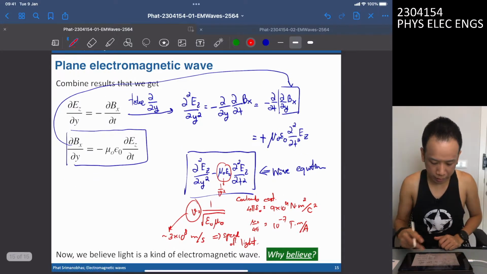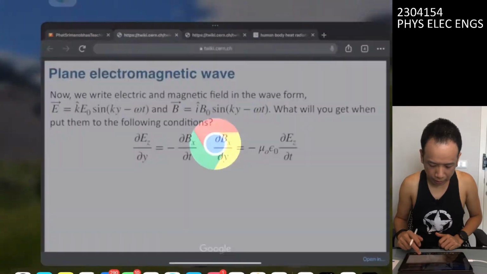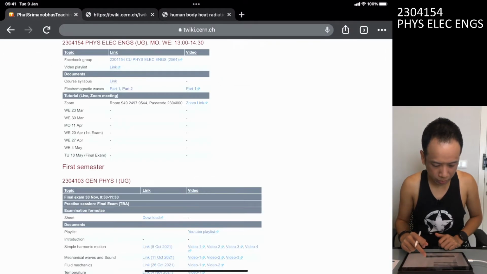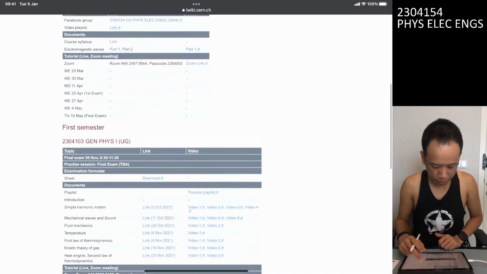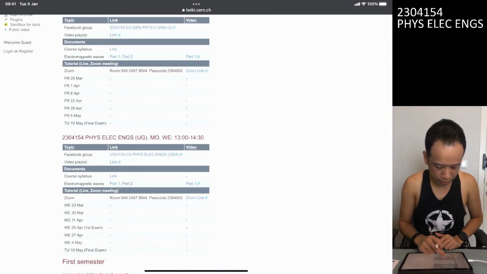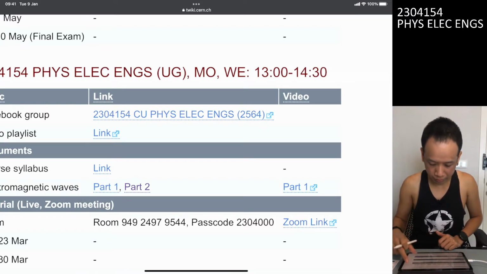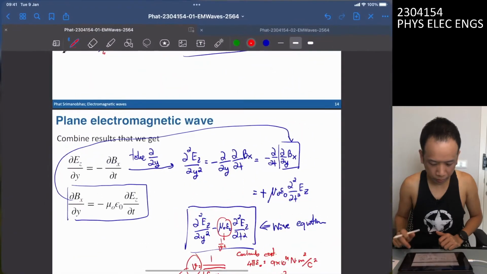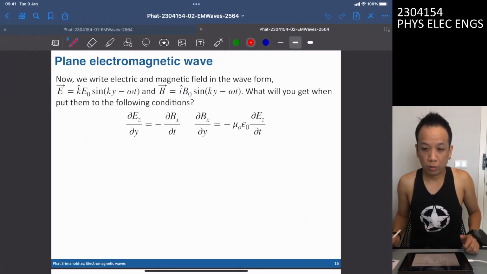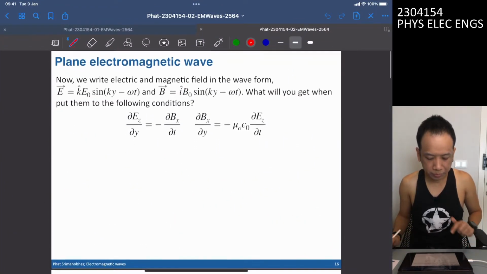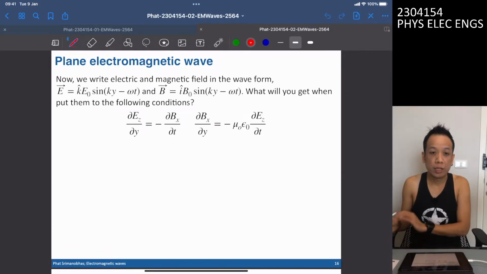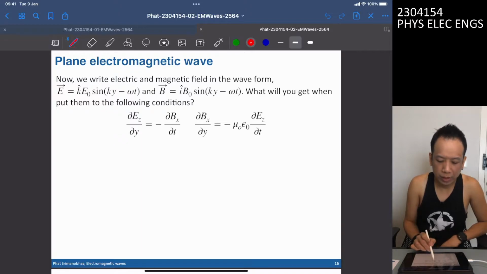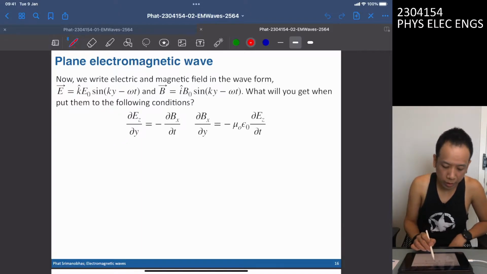The second part slide is already on the page, so you can download that. This is the second part slide. So for the second part, we continue. We write E and B in terms of the wave.